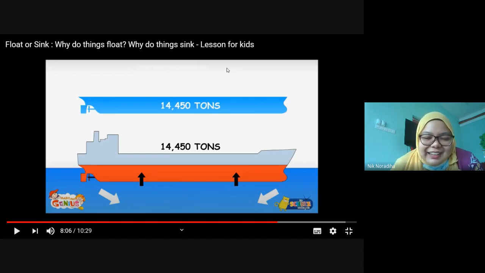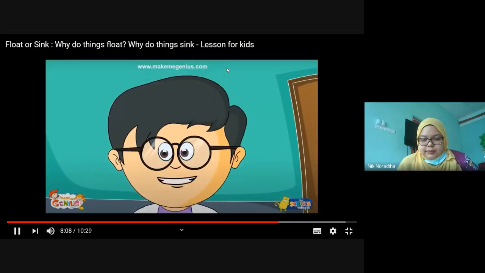Okay. So what you have to understand from the video is how an object sinks and how an object floats. Okay, what you are seeing on your screen now, the video is explaining to you how a big ship at the sea can stay afloat even though it is heavy. And all that water is heavy.